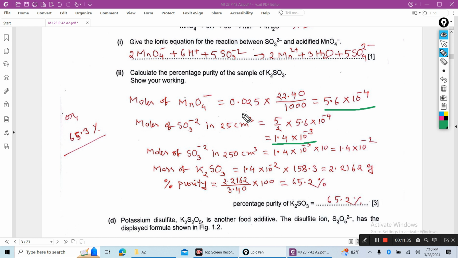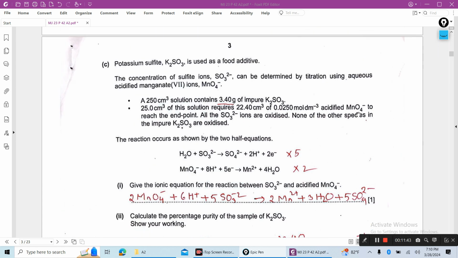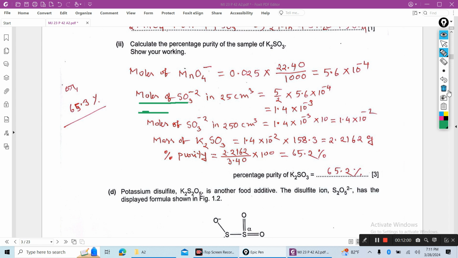This is in 25 cm cubed, but this solution is 250 cm cubed. You see in the question, it is a 250 cm cubed solution, but you calculated for 25 cm cubed. 250 is 10 times 25. So the moles of sulfite ion in 250 cm cubed is 10 times more than in 25 cm cubed. So 1.4 times 10 to the power minus 2 mole.